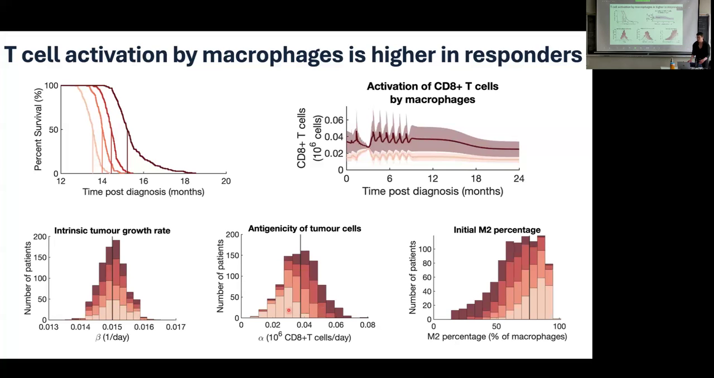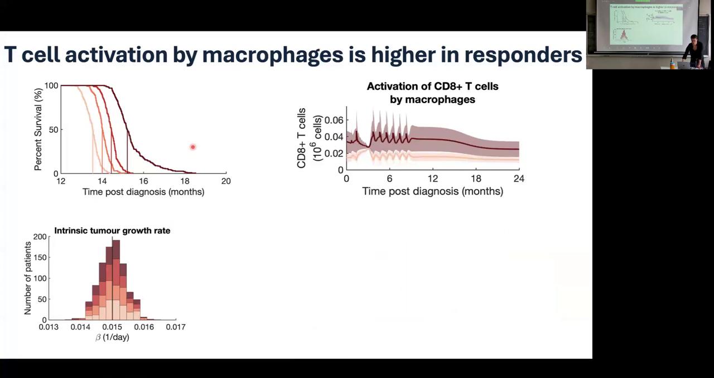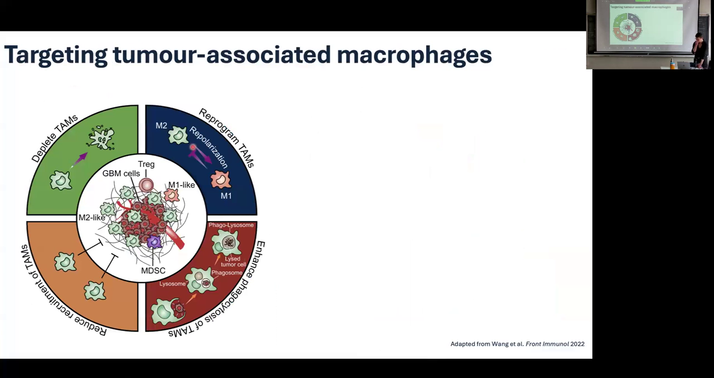There's a slight right shift in the antigenicity of tumor cells, and there are big differences as well in the initial M2 percentage. Hopefully we'll remember these in general, because we're going to look at a lot of these graphs and I always forget the colors, but you can see here the ones with the darker have a much higher survival time post treatment. So Blanche basically took these kinds of growth curves and converted them into Kaplan-Meier survival curves.